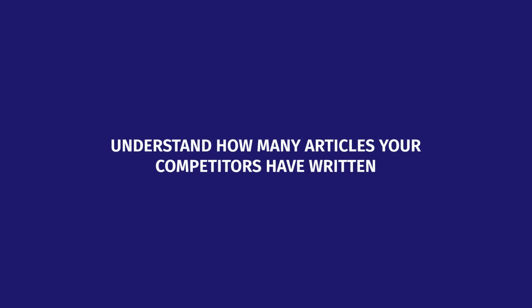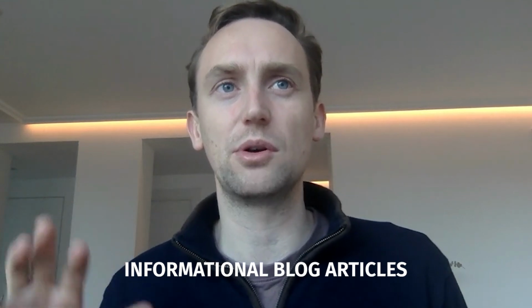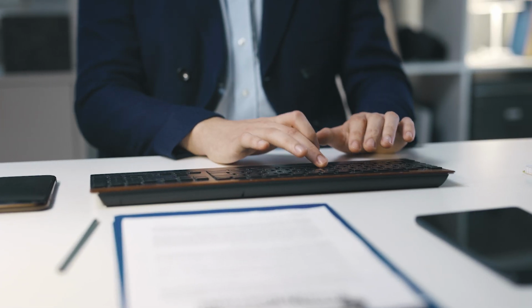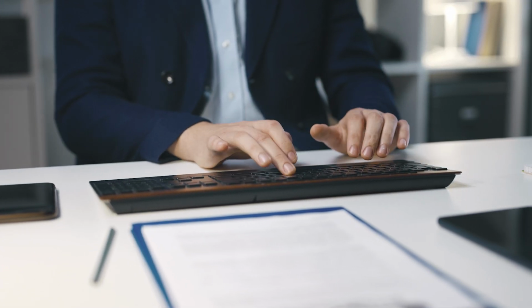What should we write about? Well, the first thing is we want to understand how many articles our competitors have written. So go back to your competitor research notes from step 2, look at how many pages they have and how many of those pages are informational blog articles. We'll want to write about the same amount, but let's try and go a little bit further and write even more, maybe say 10 to 20% more.